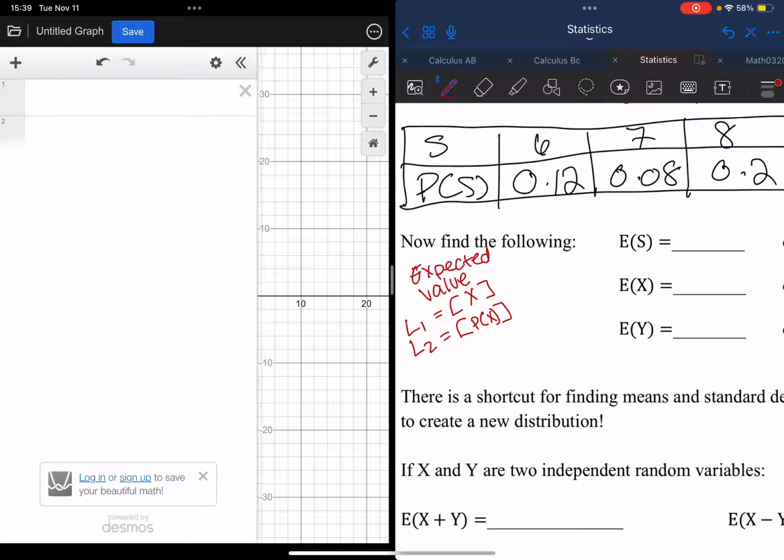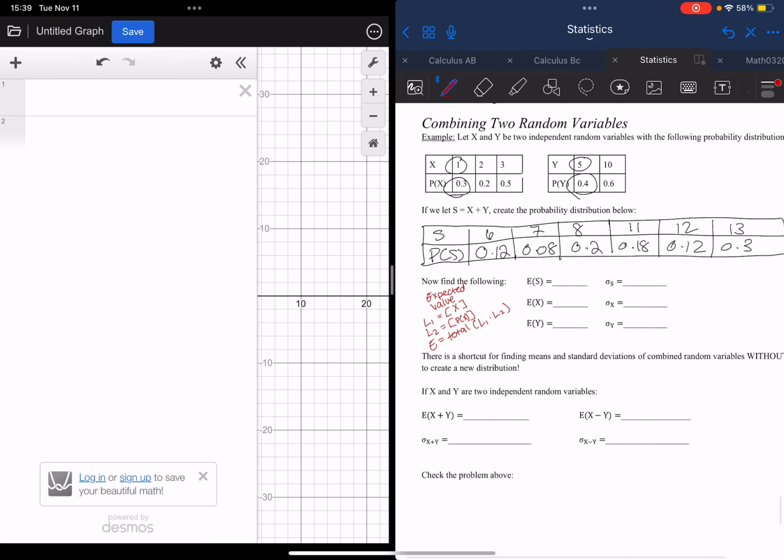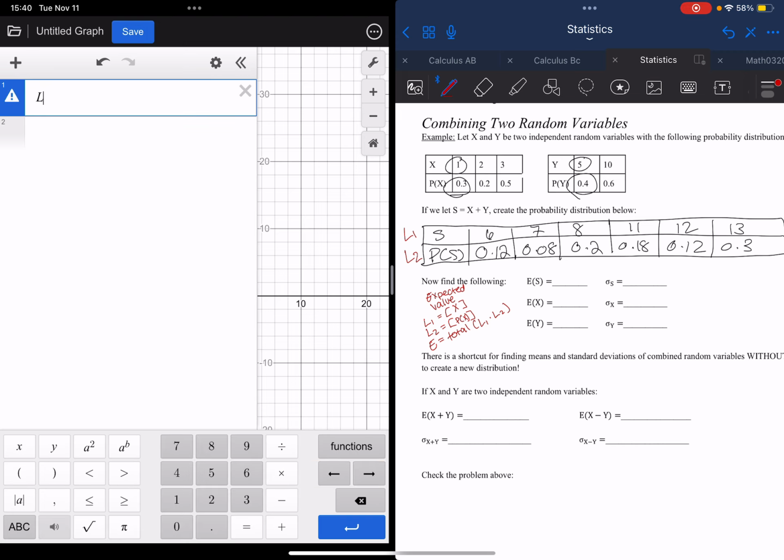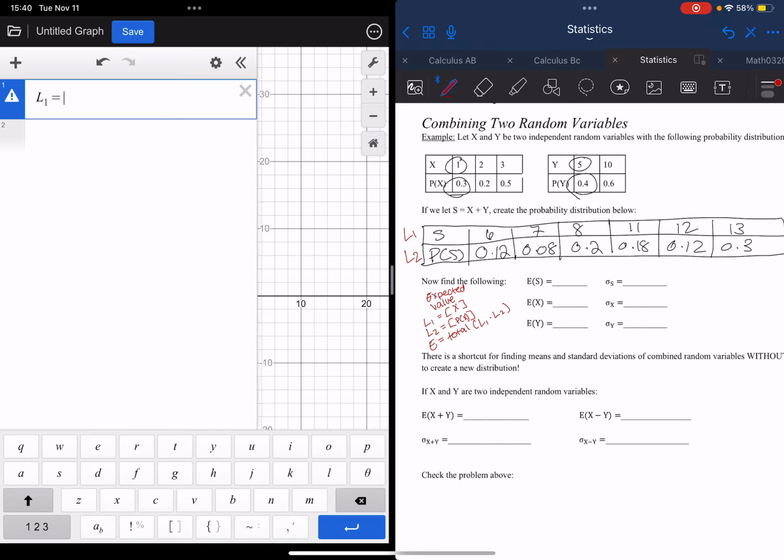And then what we're going to do is say E is equal to the total of L1 times L2. So let's go ahead and do that, and we're going to use that table we just created for S. So this is going to be L1, and this is going to be L2, and that's going to help us find E of S. Okay, so that's going to be our first step. So I'm going to do list 1 equals, and then a bracket. And then I'm going to put in all of these S values. So 6, 7, 8, 11, 12, 13.